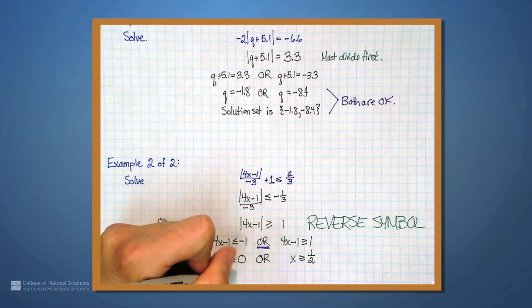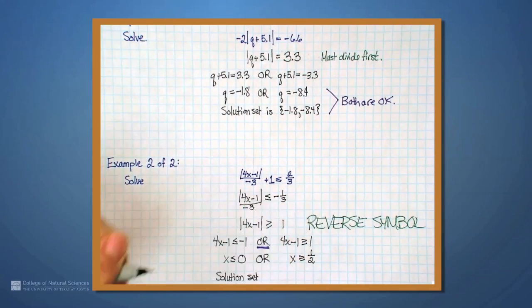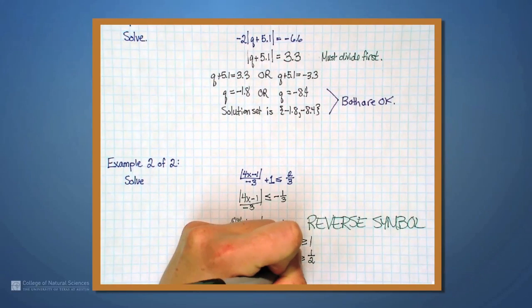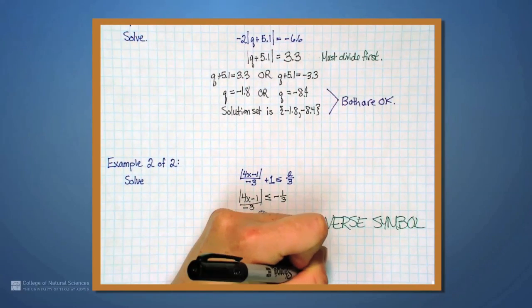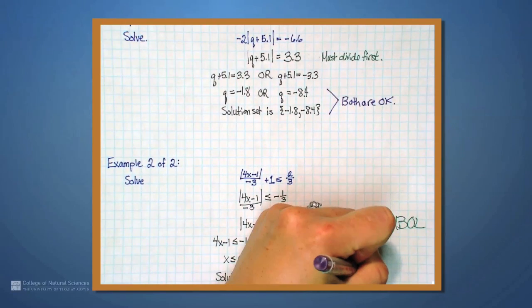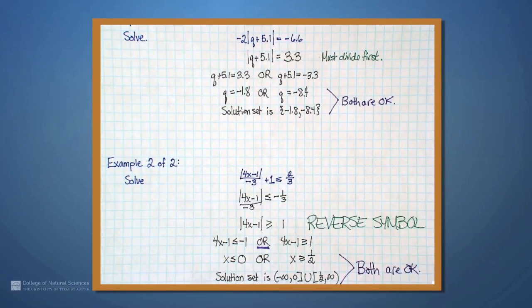And so the solution set is millions and bajillions of numbers, right? 0 and everything below that, 1/2 and everything on top of that. So the solution set is -infinity to 0, union, that means add this other stuff too, 1/2 to infinity. See how I put the little square brackets in there? That means that I want 0 and 1/2 to count. So once again, both are okay, and I am done.